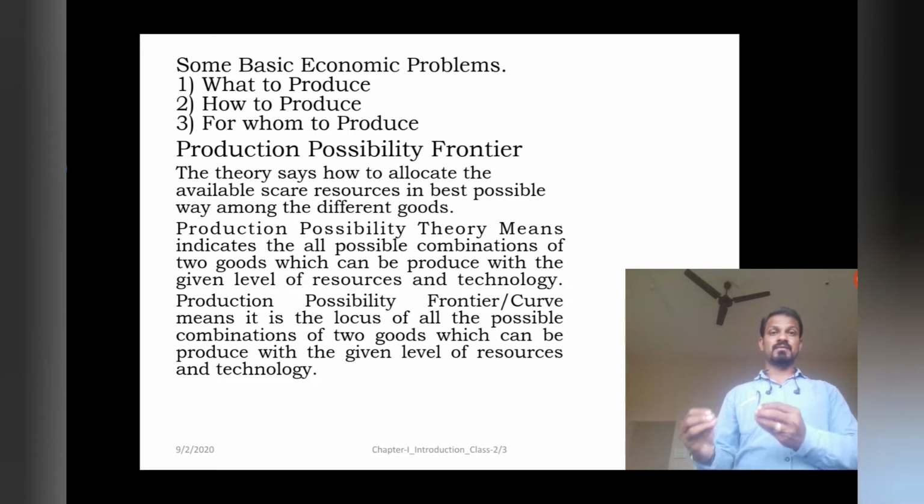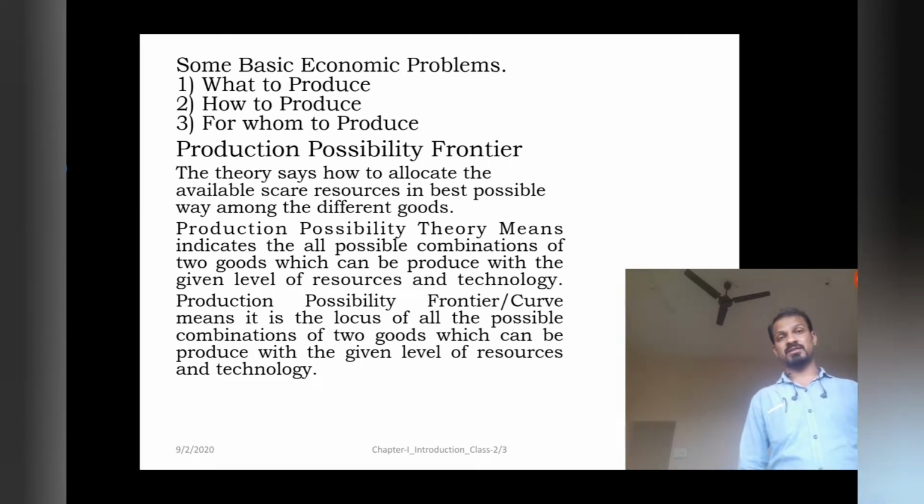So this is what for whom to produce. It means here, we see some kinds of goods and services the government is providing. Whether we have to supply those goods and services freely or with payment, that kind of question arises in that economy. That is what we discussed in the third basic problem, that is for whom to produce.